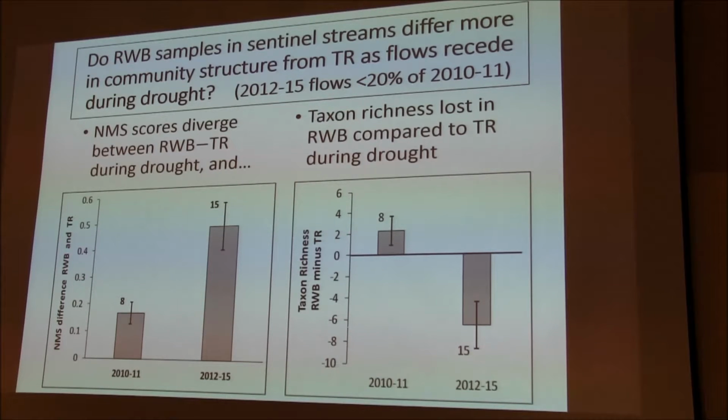And this makes sense because, of course, the target riffle is representing just the taxa that are present in the riffle environment, whereas the reachwide benthos sample includes both riffle habitat and those organisms that are found in pools. So you'd expect there to be typically a greater diversity represented by that reachwide benthos sample than in a target riffle sample. But as we get into that drought period and there's more and more representation of the pool environment, we see there's actually a decrease in species richness in the reachwide benthos sample compared to the target riffle sample.